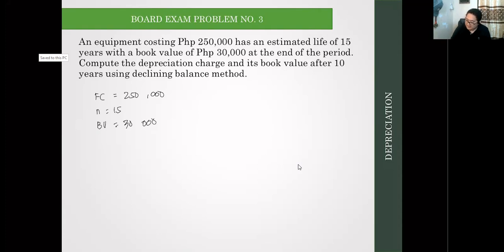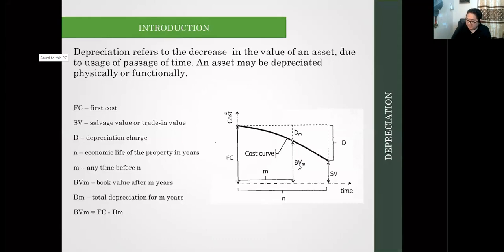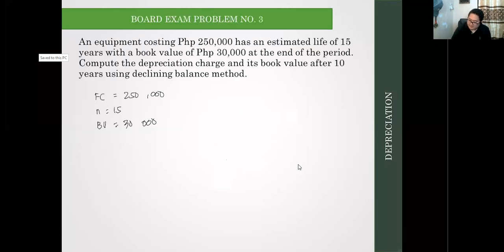Okay? So, pagpabalikan natin yung figure, nasan si book value? Si book value is ayan, somewhere doon sa point natin. Depende doon sa year na hinahanap natin. Okay? So, okay, book value is 30,000 at the end of the period. So, sunod, compute the depreciation charge and its book value after 10 years. So, M is equals to 10. So, declining balance method yung pinapanap sa atin. So, kunin natin yung depreciation per year.